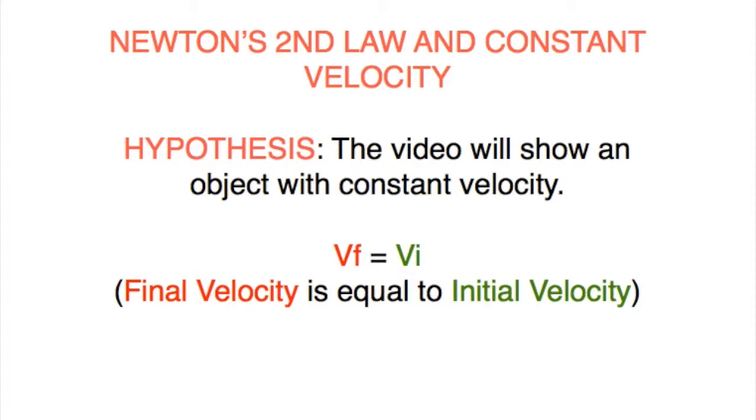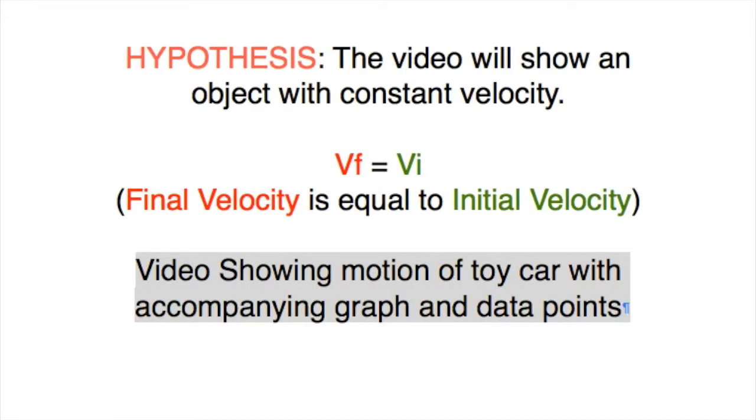Lab 1, Newton's second law on constant velocity. Our hypothesis states that the video is going to show an object with constant velocity, i.e. the final velocity is equal to the initial velocity. We have a video showing the motion of a toy car with accompanying graph and the data points.